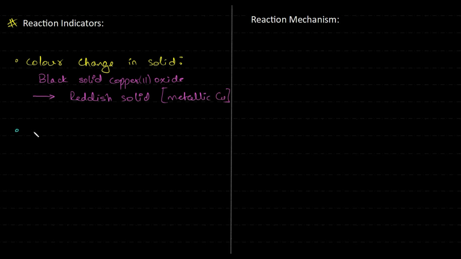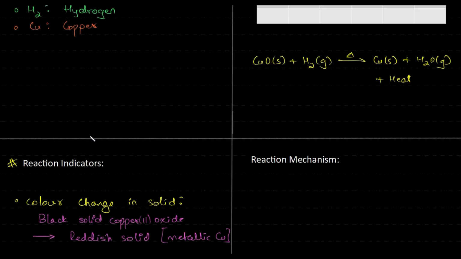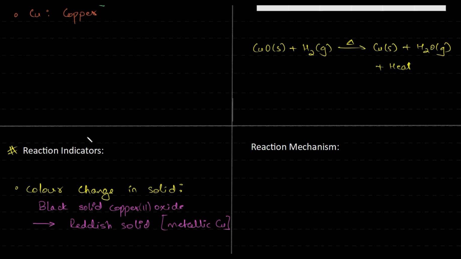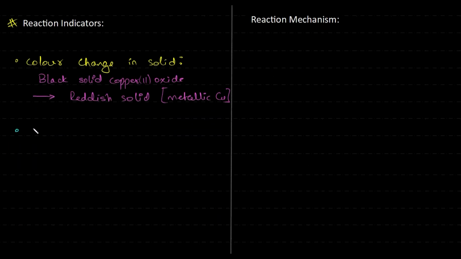Of course, what else can you see? It's very obvious. Yes, one is heat and then one is water. Formation of water, and heat release. Whenever we release heat through a reaction, it is known as exothermic reaction.